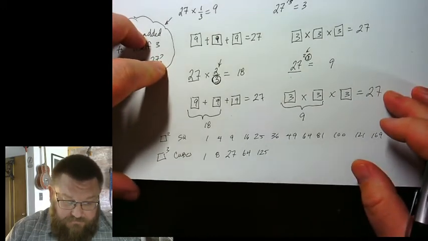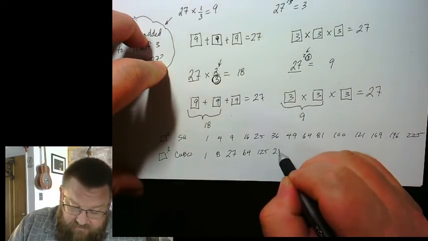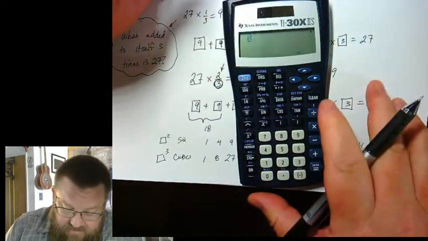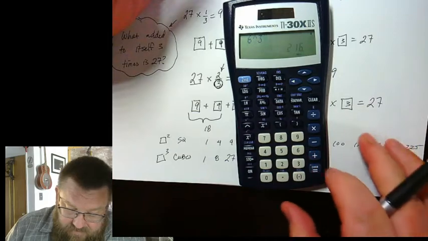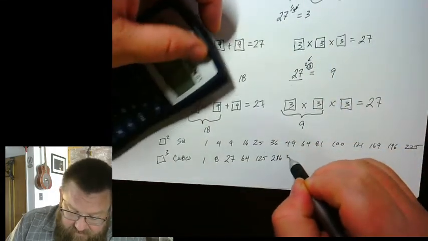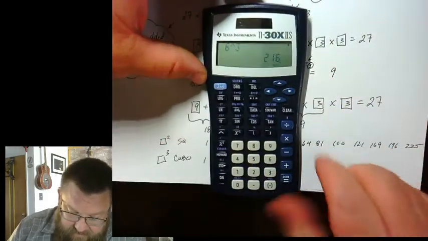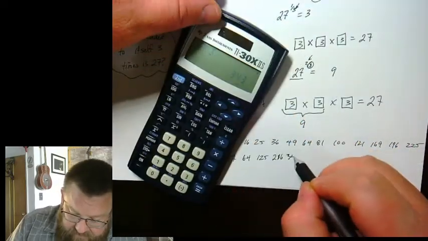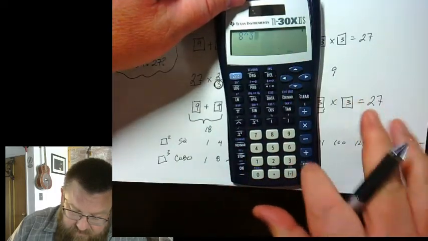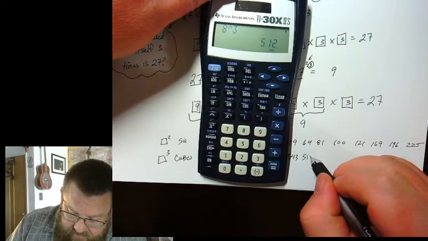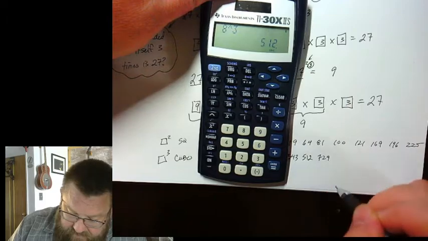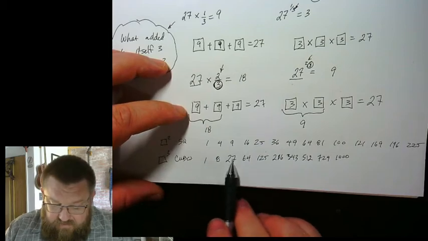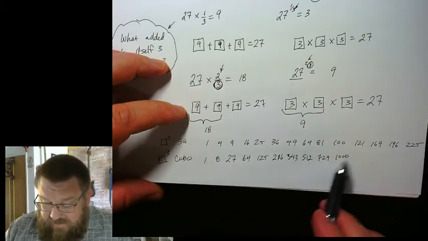So for example, I think 6 cubed is maybe 216. Hold on. Let me see here. Watch. 6 cubed. Yeah, it is 216. 7 cubed is 343. Yeah, 343. 8 cubed, 512. 9 cubed, 729. And then 1,000. We'll stop there. Okay, so this is 1, 2, 3, 4, 5, 6, 7, 8, 9, and then of course 10.